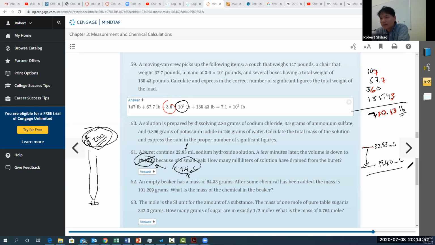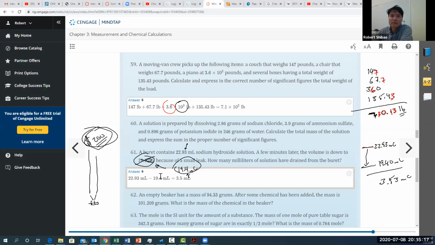So we have to take the difference here. If we start at 22.93 and we end up at 19.4, then let's subtract those. That's going to be a 3, that's going to be a 5, and then we're going to get 3.53 milliliters. They must have lost 3.53 milliliters, which is the difference there, because it started to leak out.